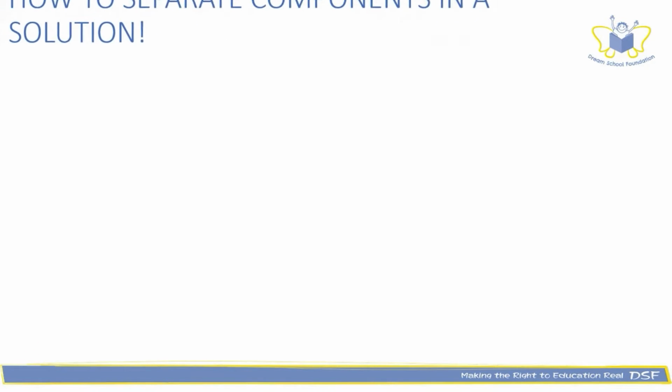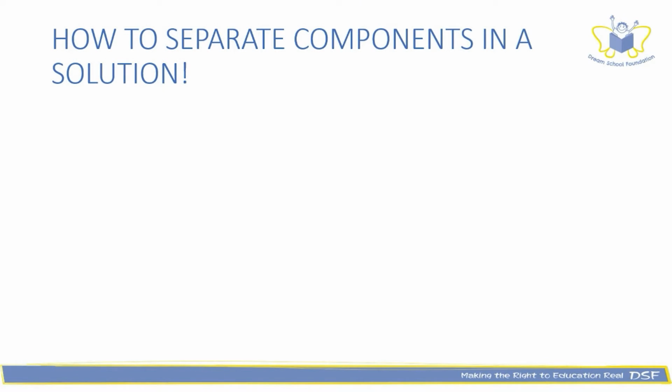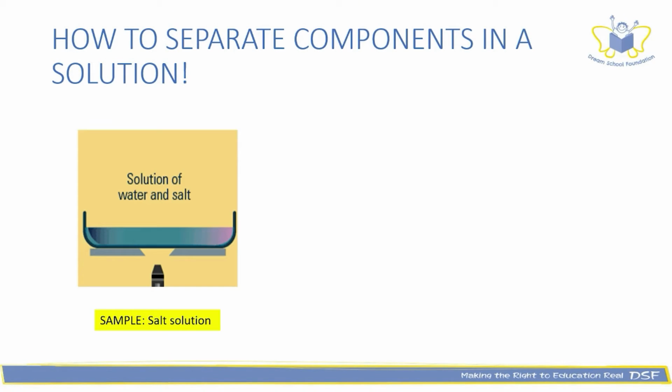Let us now see how to separate components in a solution. The sample out here is a salt solution. The solute component here, that is salt, is soluble in the solvent, which is water. So filtration is ruled out. In these kinds of homogeneous mixtures, what else can help us separate the solute from its solvent? What about boiling?